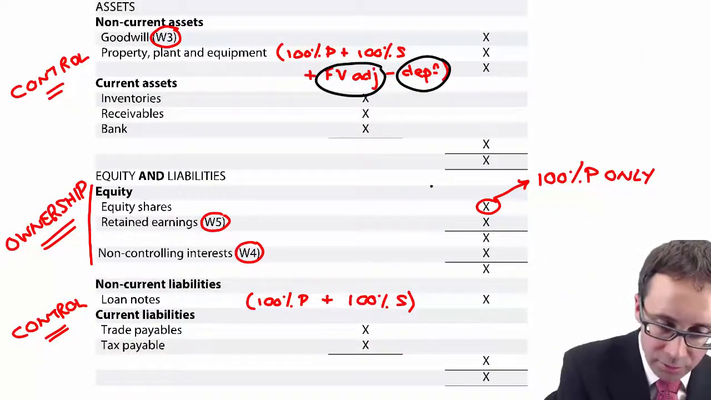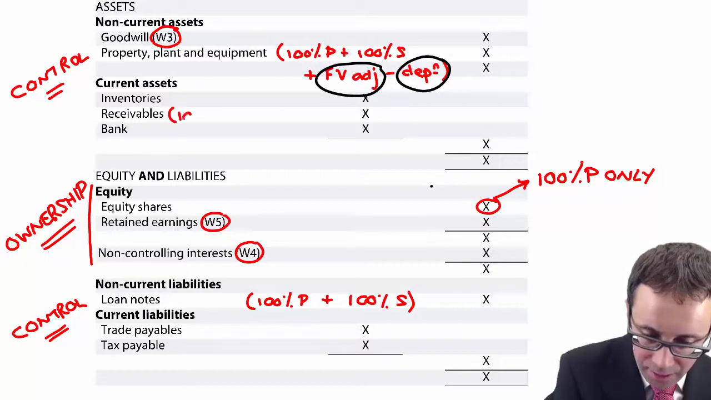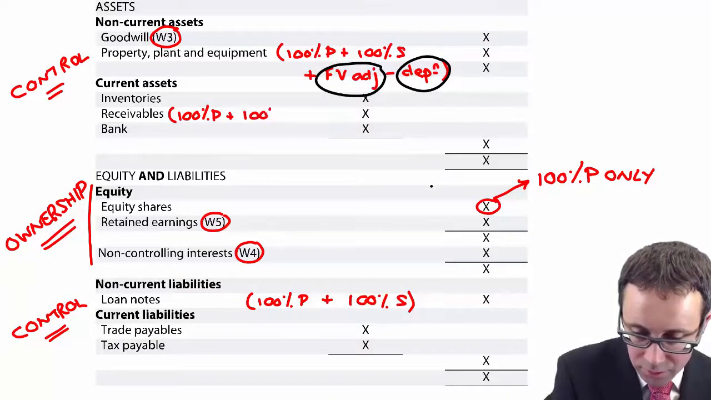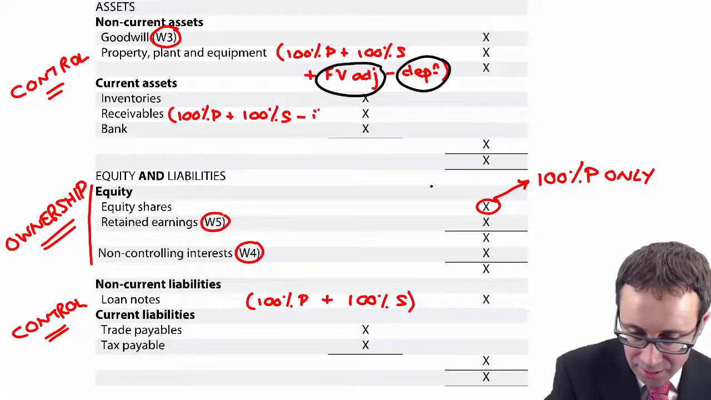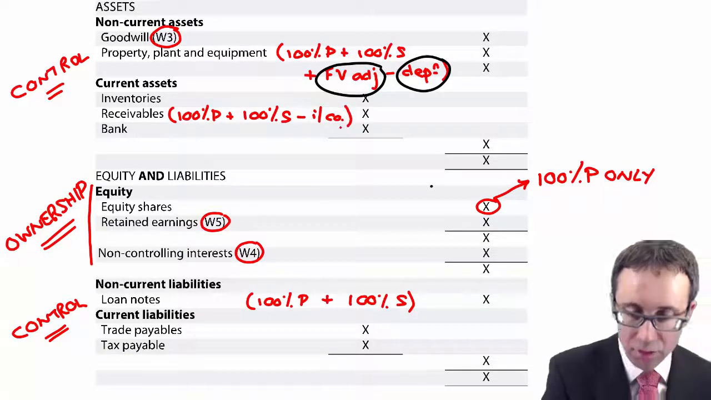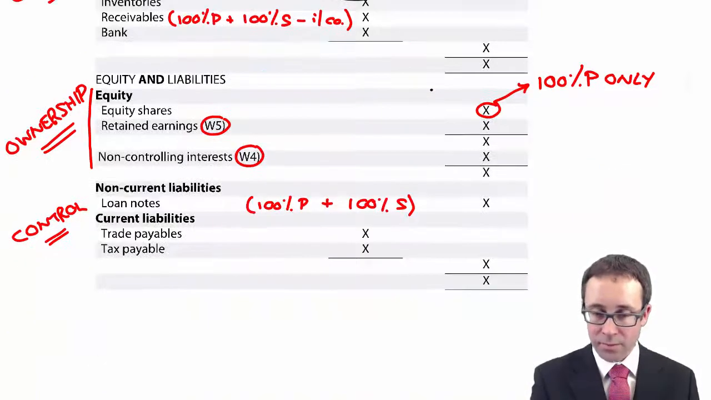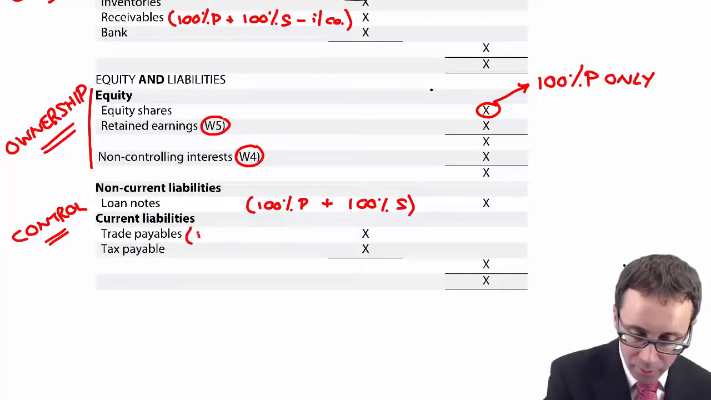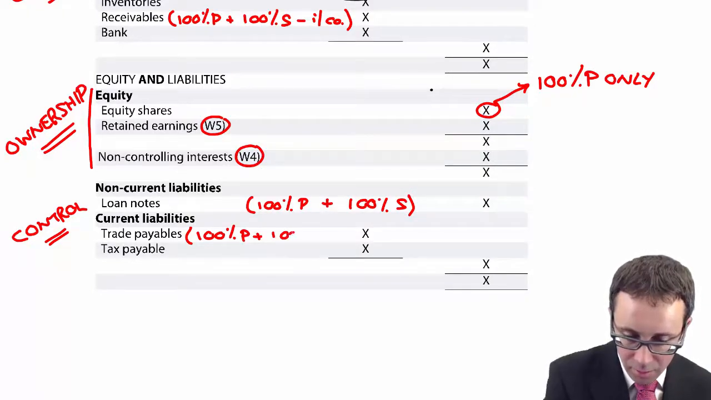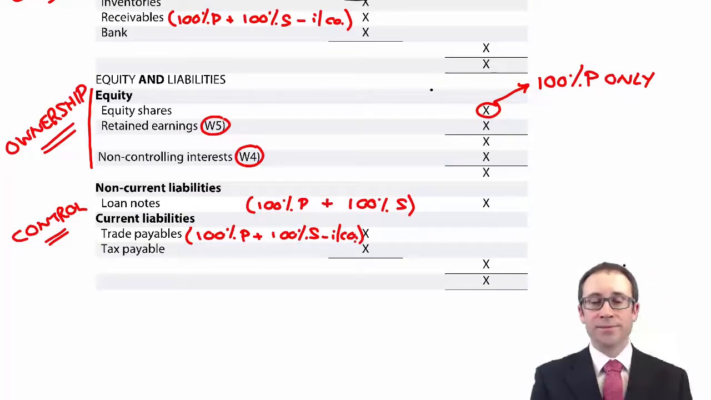Okay, so if we go back to the group SFP, on your receivables you'd be looking at 100% of P plus 100% of S less any intracompany balance. Similarly, if you're looking at your payables, it's 100% of P plus 100% of S less any intracompany balance. You'll be told what the intracompany balance is within the question.